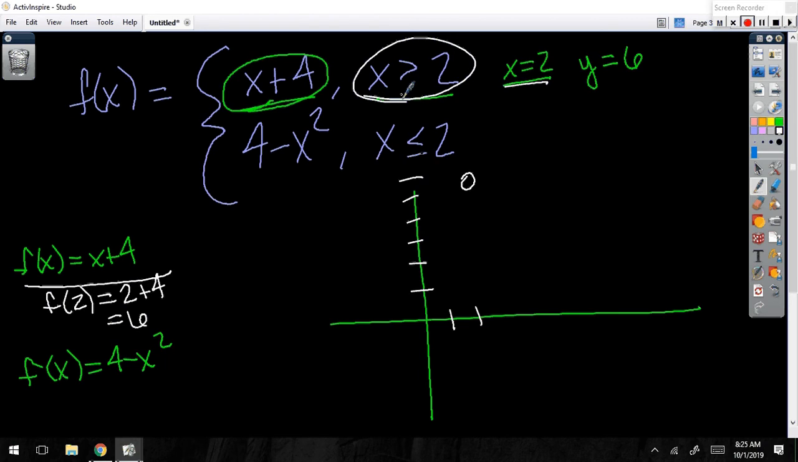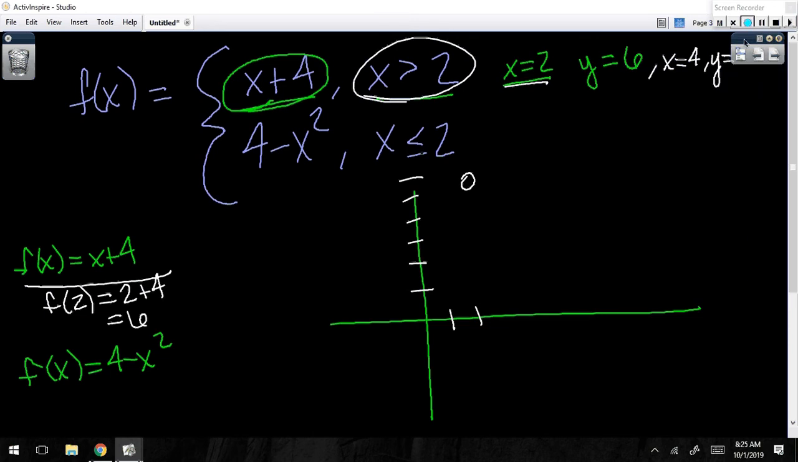And if x is greater than 2, then it means x can be 2 or anything bigger than 2. Give me one that's bigger than 2. 4. When x is 4, what is y? Same equation, 8. That's what that piece of the graph looks like.